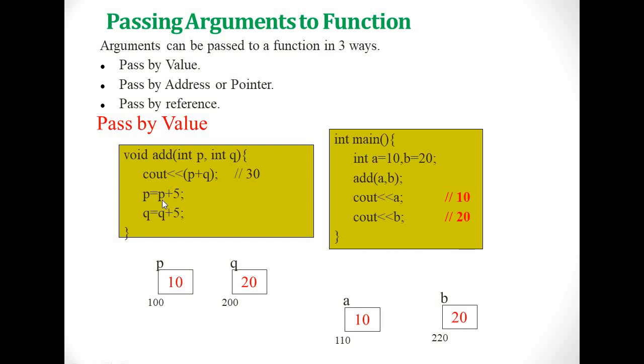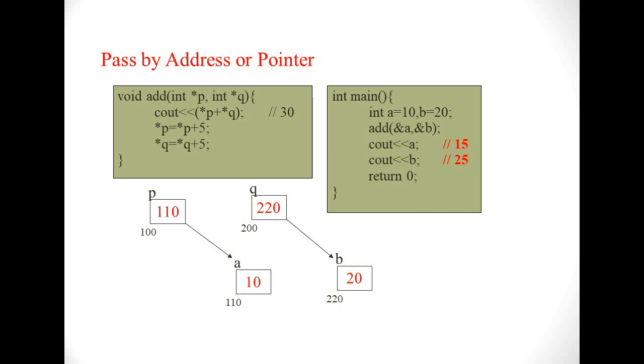Next we have the condition p = p + 5. The p value is now 10, so 10 plus 5 equals 15, and then q is 20, 20 plus 5 equals 25, so q will be printed as 25. In this way the values are passed, and then comes pass by address or pointer.